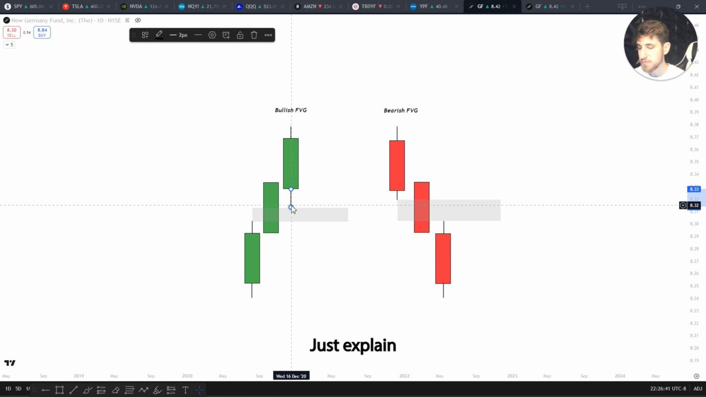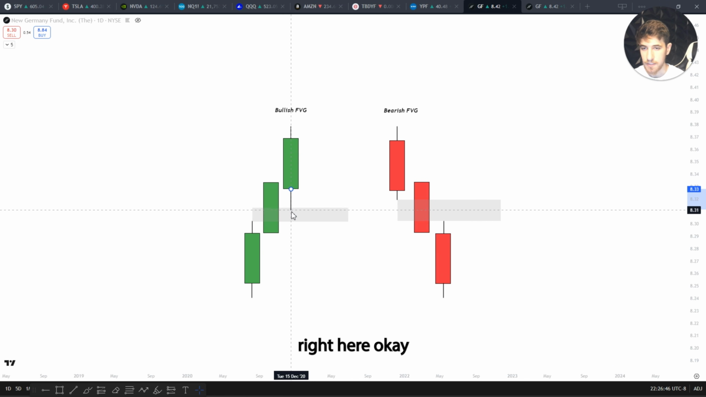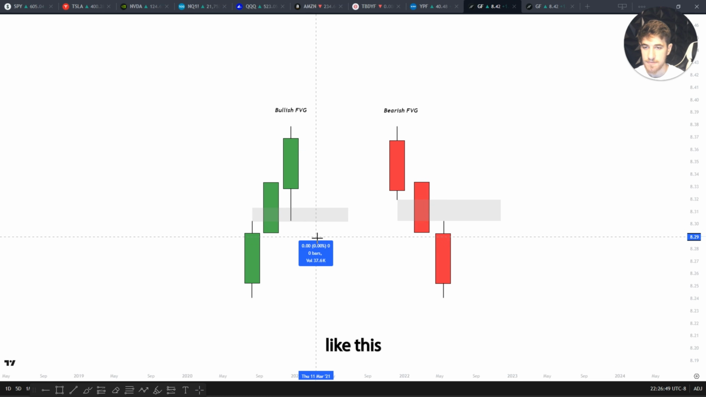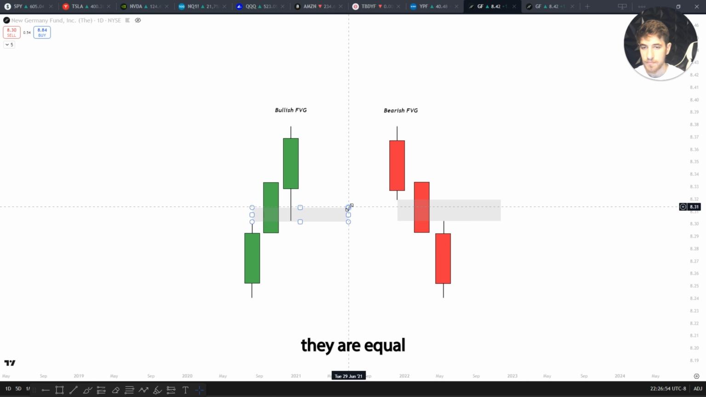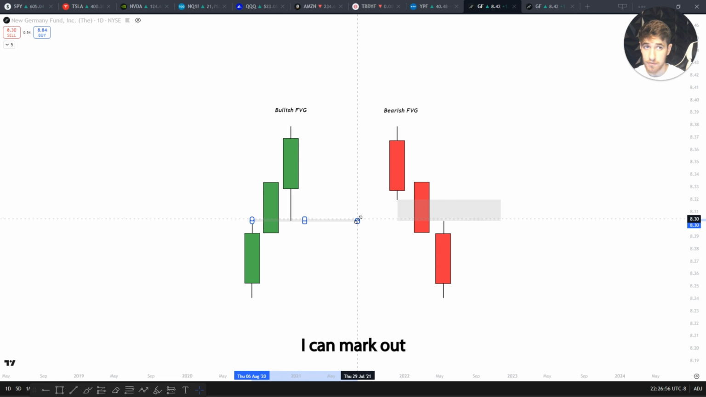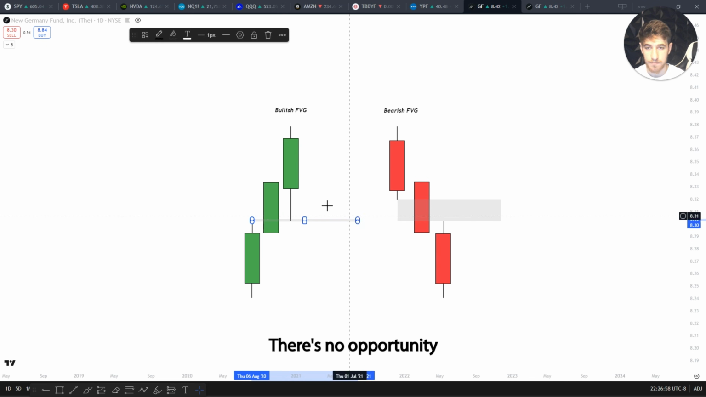All right. Just to explain the difference between what is considered a space and what isn't, we'll take a look right here. Okay. Let's say the candles look something like this. All right. If I took the high of this candle and the low of this candle, they are equal. There is no space between them. I can't mark out a fair value gap here. There's no opportunity.